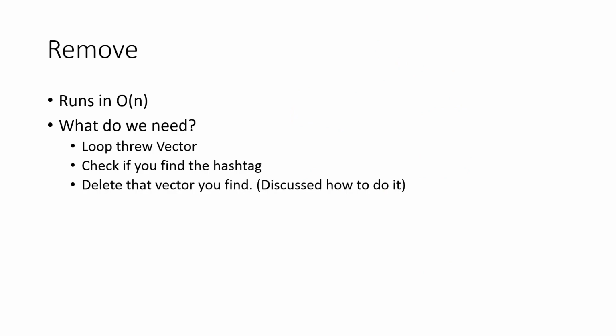The remove function runs in O of n. So, as I was explaining in top 3, you're going to kind of be doing this with the function I see as cool. So you loop through the vector, check if the hashtag exists, and delete the entry you find. So you can look at the vector standard library and say, hey, I want to use this .erase. Please make sure it runs in O of n. That's all I ask.